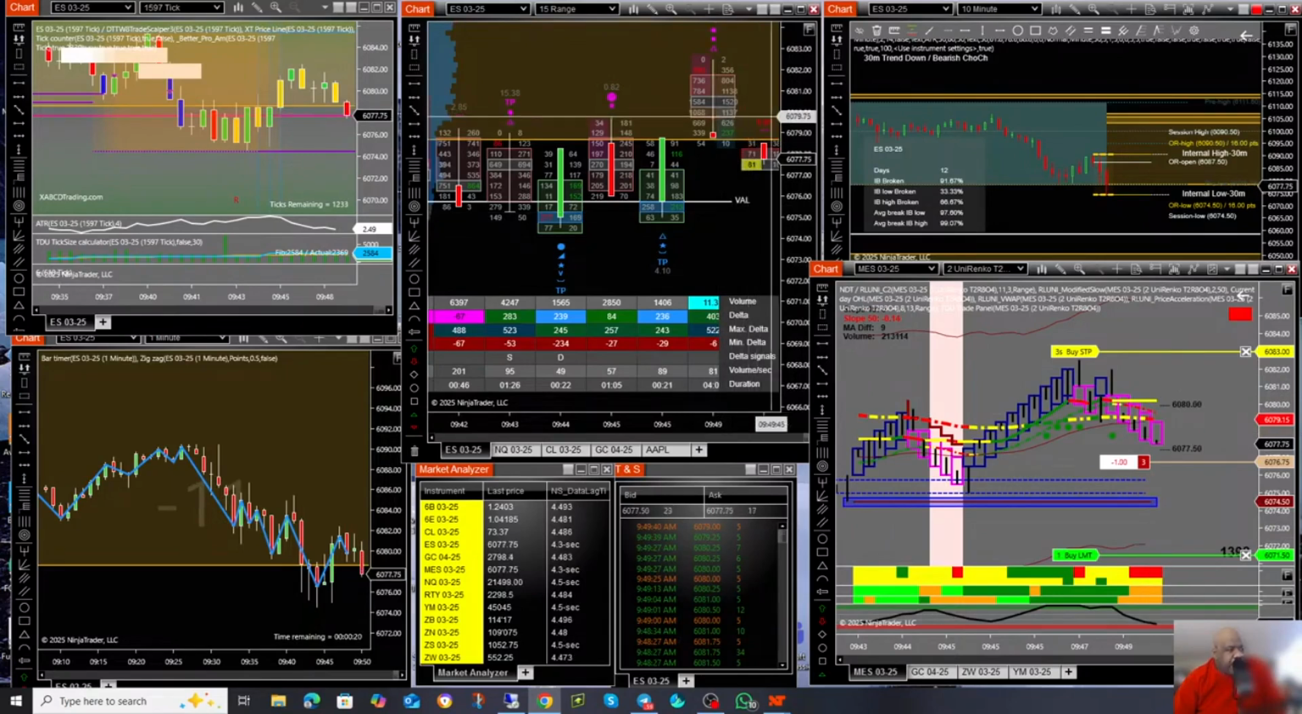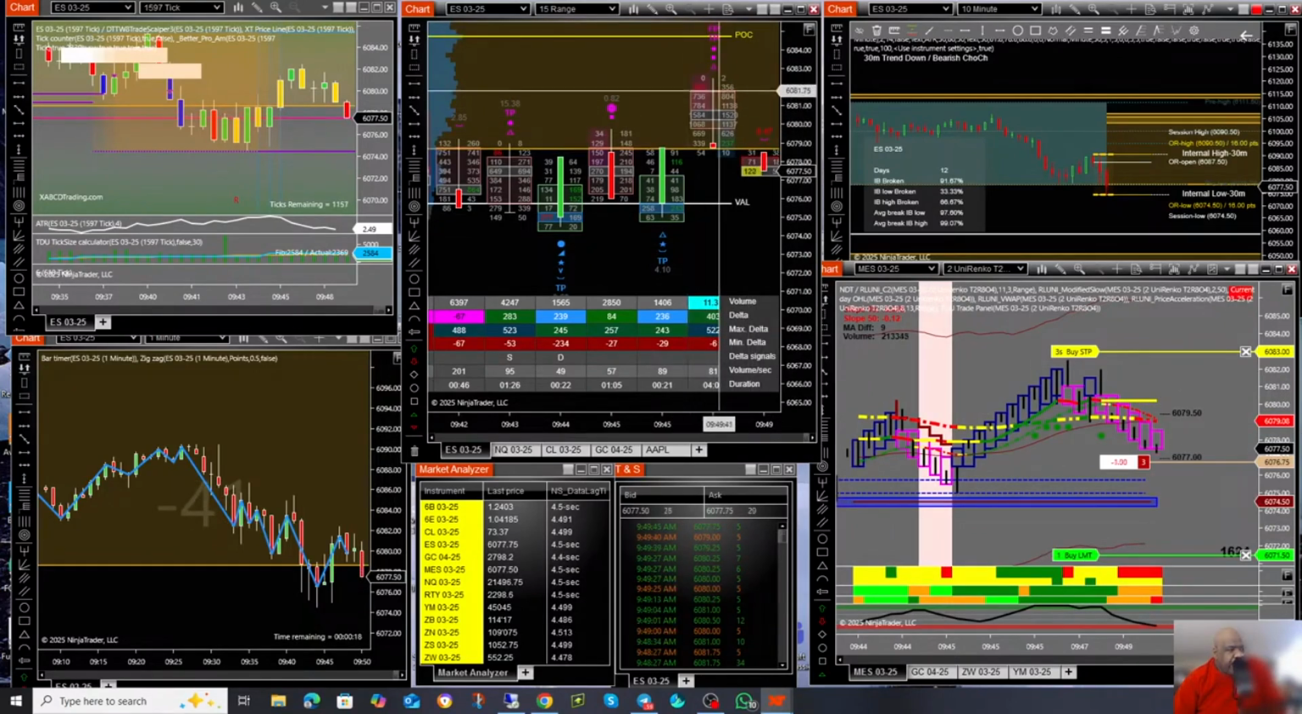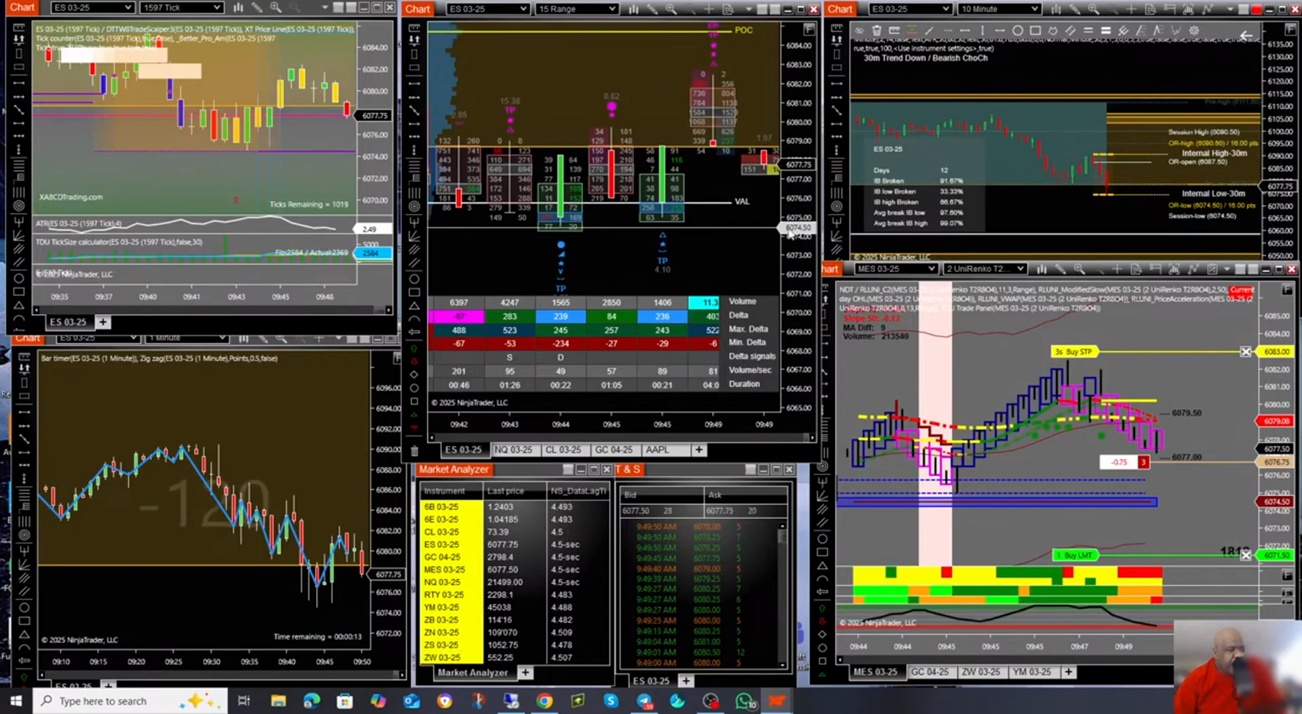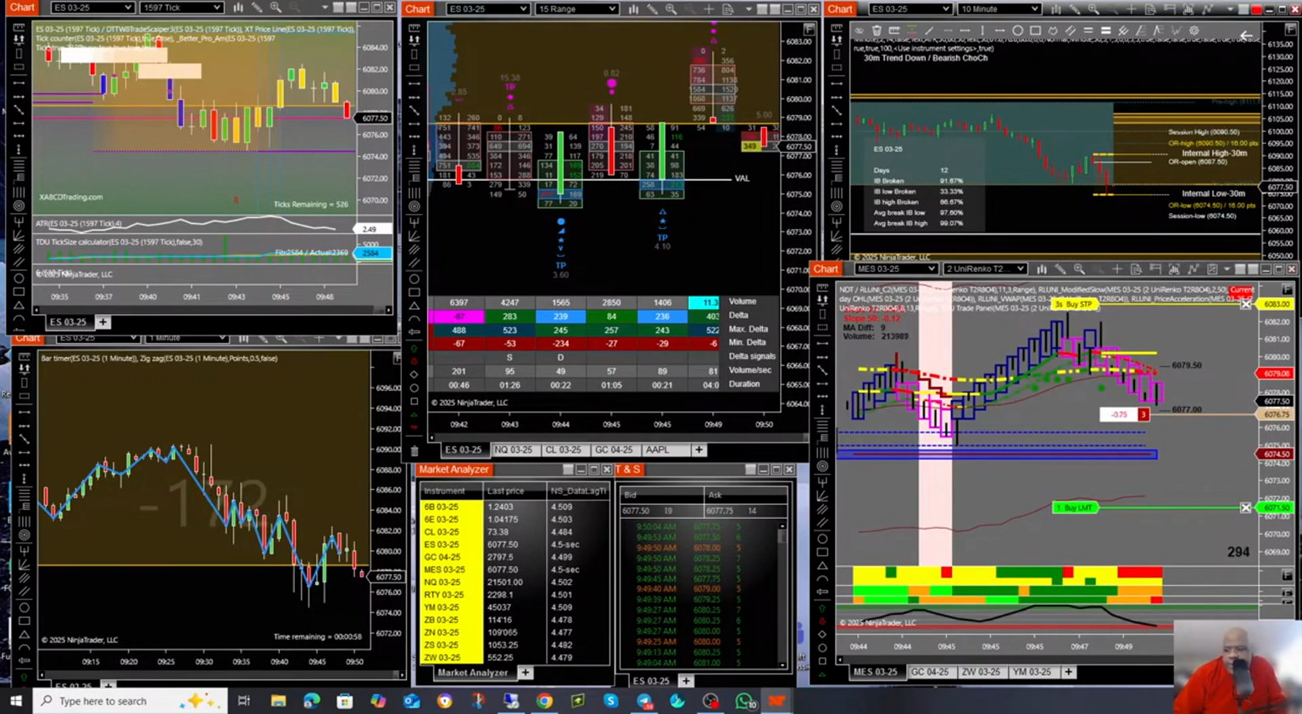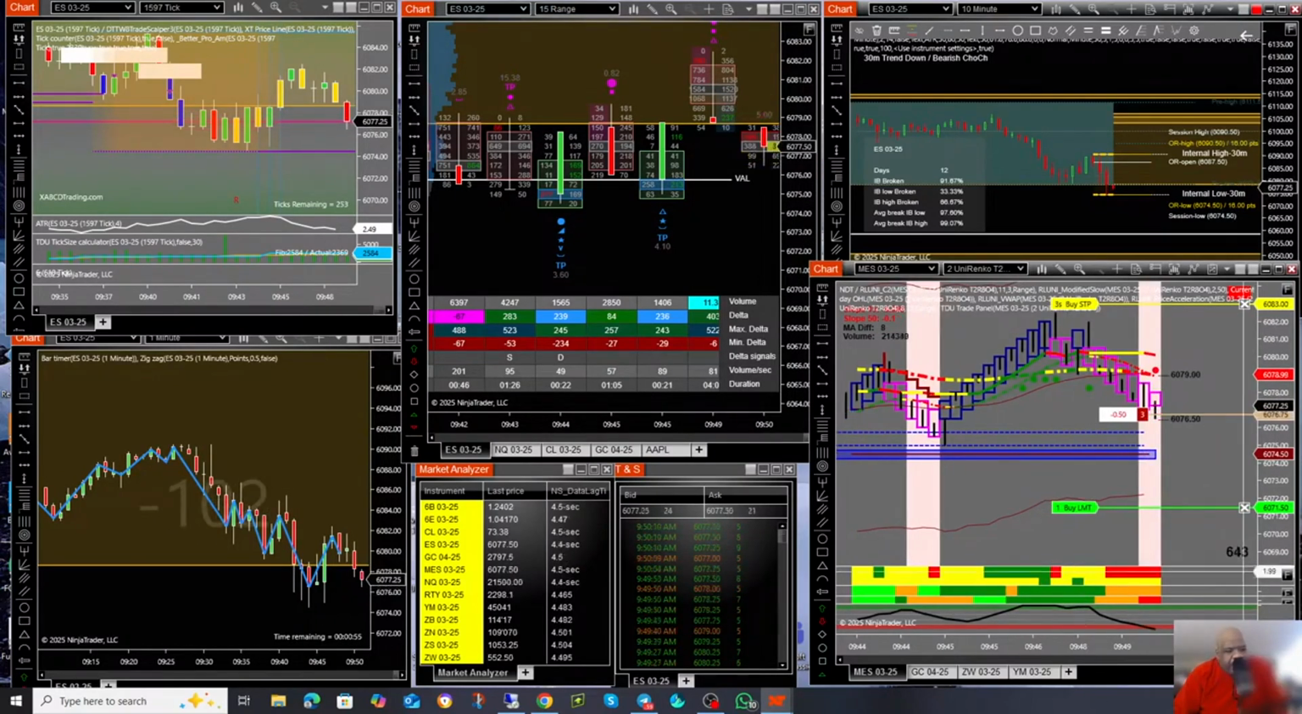You can see some selling here. This is the big pin bar here. You got some sellers at the top of the bar, which is a nice bearish sign. Not sure why this is doing this. 4 seconds behind. This is not good.